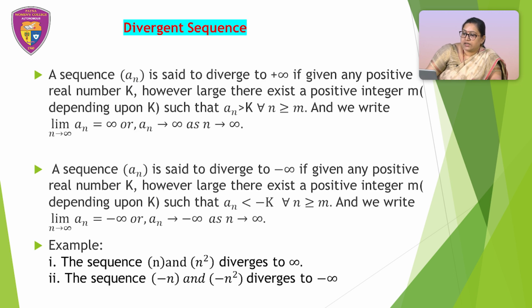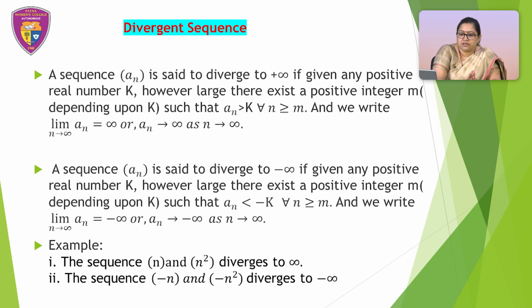Now another type is the divergent sequence. Till now we have defined what we mean by a convergent sequence and what a bounded sequence is. Now what do we mean by a divergent sequence? Basically, we can say that if a sequence properly diverges to either plus infinity or minus infinity, then in both cases we can say that the sequence is divergent.